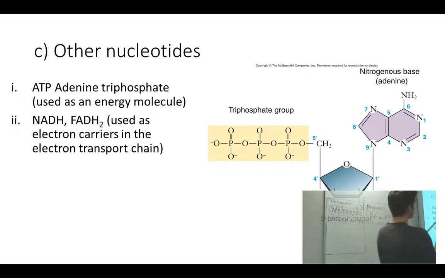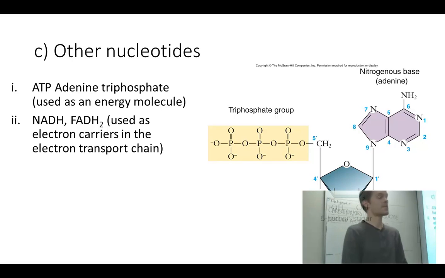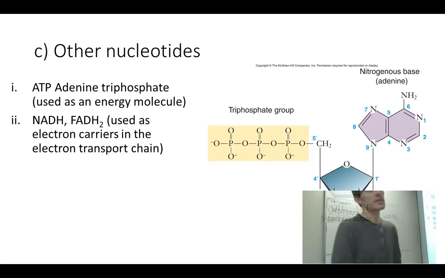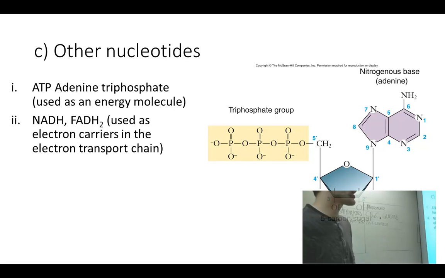NADH and FADH2, you don't have to worry about what the long names are for those. But they are used as electron carriers in the electron transport chain, which is important for aerobic respiration, which is how we get energy from our food using oxygen. Again, just know that they are nucleotides for now. We are going to talk about them a lot more when we talk about respiration.